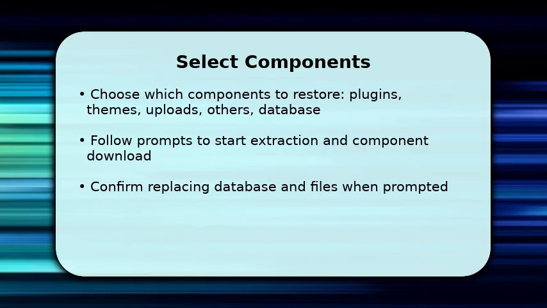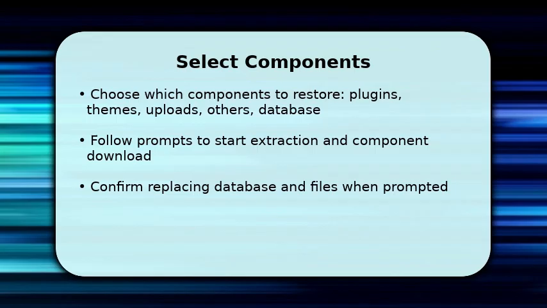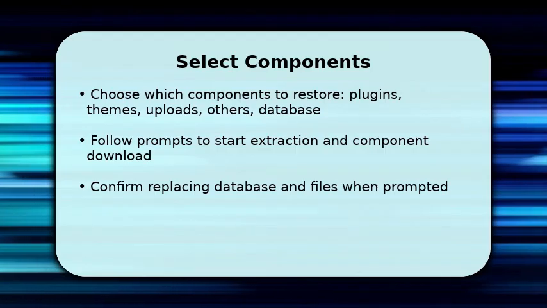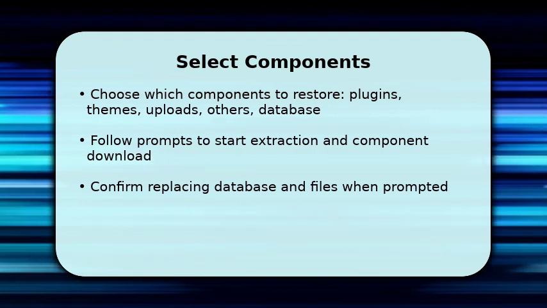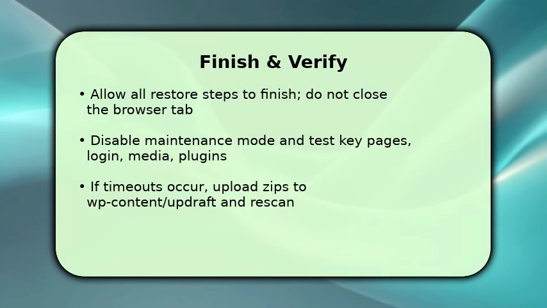Then click Restore and let UpdraftPlus download and extract each archive. The plugin runs a step-by-step sequence so dependencies restore in the right order. When prompted about replacing the database, confirm only if you want historical content restored. Otherwise, skip database to preserve current data. The plugin shows progress for each component. Once extraction and database operations complete, UpdraftPlus will finish and remove maintenance mode.